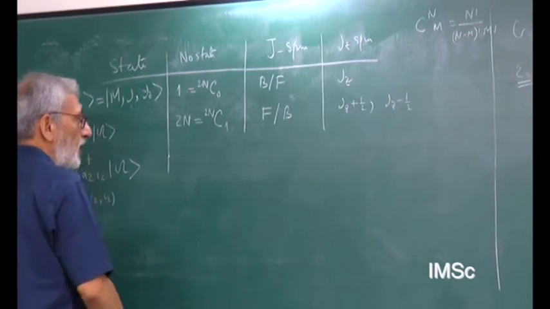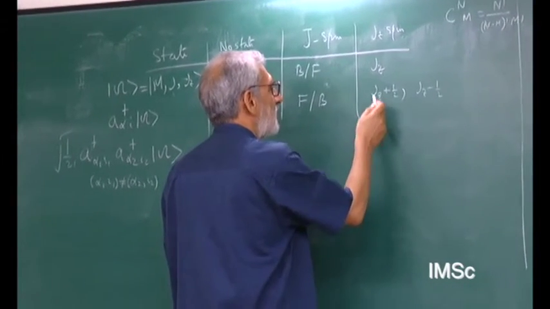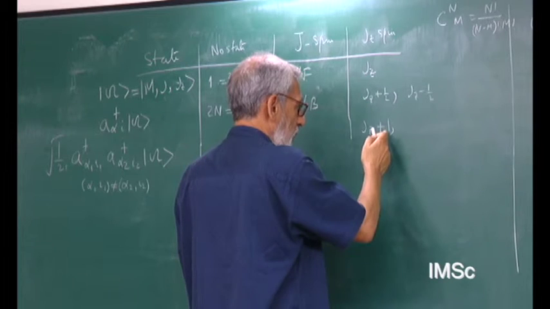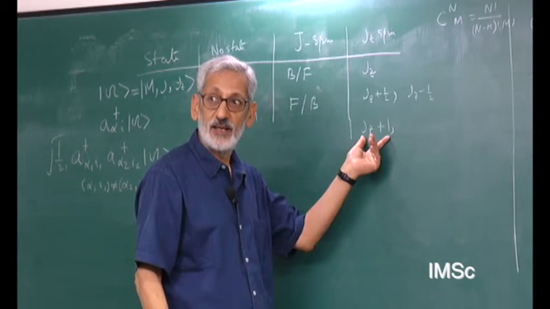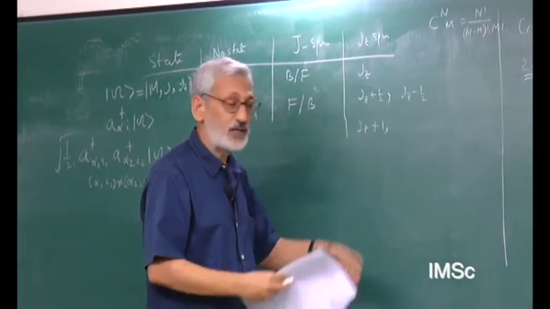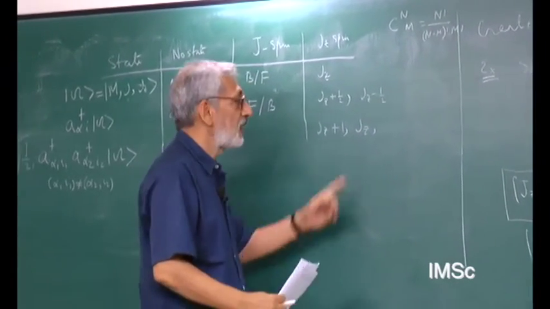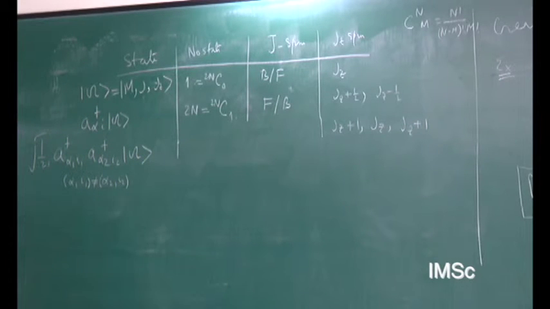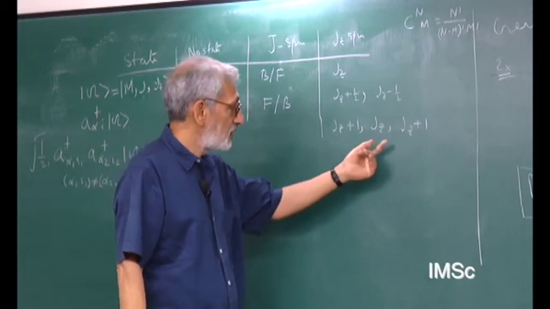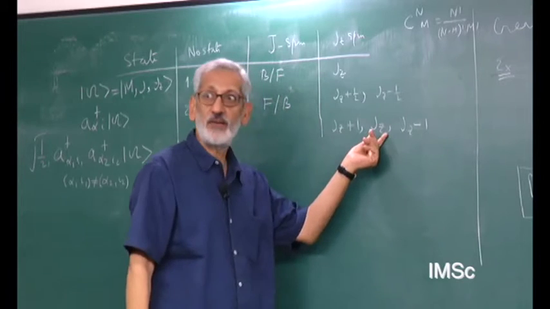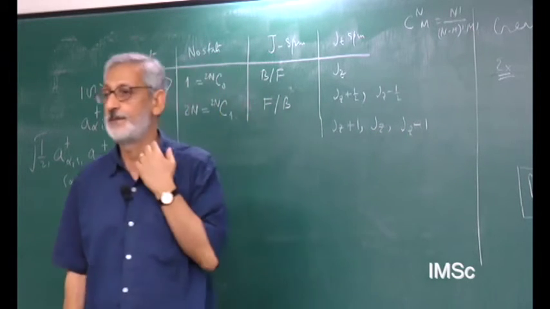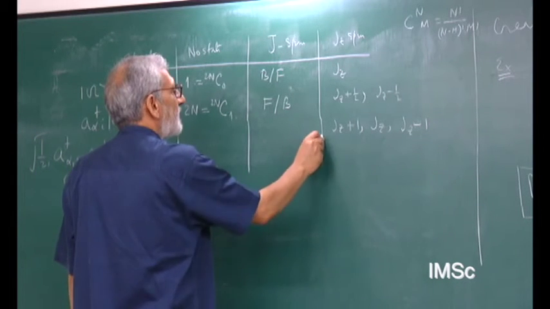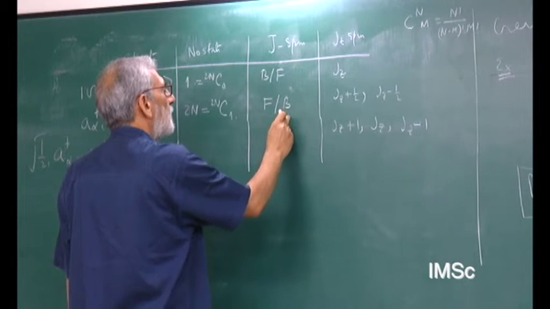Now what would be the spins now? This would increase or decrease the spin by half a unit each. An A1 type oscillator will increase it by half unit, and an A2 type dagger oscillator will decrease it by half unit. So some of the states will have JZ plus 1, some of them will have JZ, and some of them will have JZ minus 1. Is that clear? And again, if this was a fermion, this would be a boson, and if this was a boson, it would be a fermion.